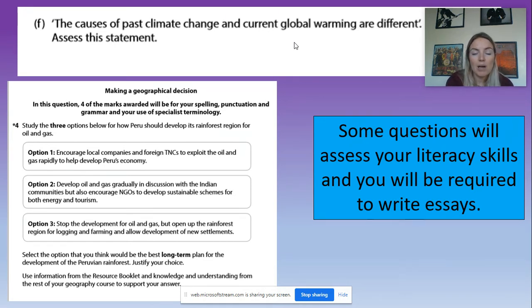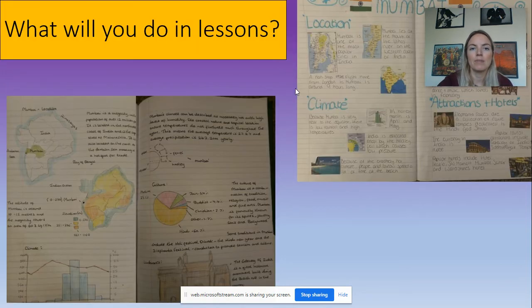Now, what's really nice about this paper is that there's no right or wrong answer here. It is your opinion. It's looking for your literacy skills. How do you explain and justify your answer? And why haven't you chosen the other ones? So that is a very interesting paper, as I said, and it's one where it's quite easy to get good marks because as long as you've got those literacy skills, you can do really well on that essay element.